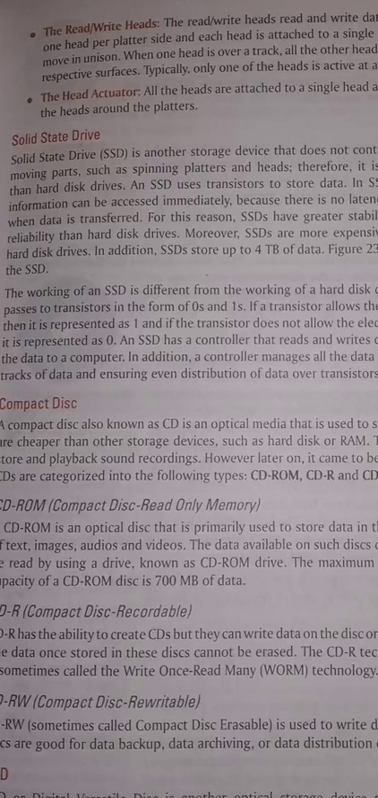Then there is CD rewritable, which means the data can be erased, and another time we can write some different data in it, so it is rewritable, meaning it can be written a second time or third time. It is known as CD-RW.